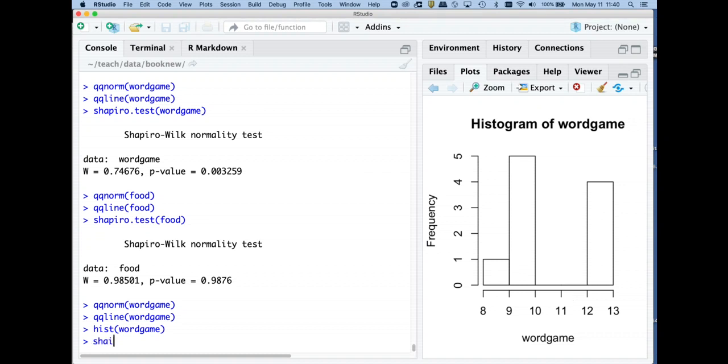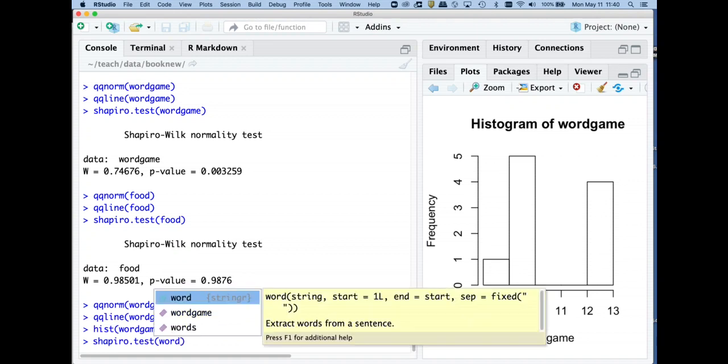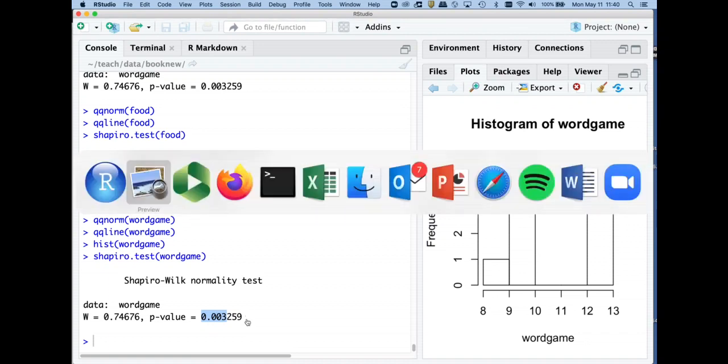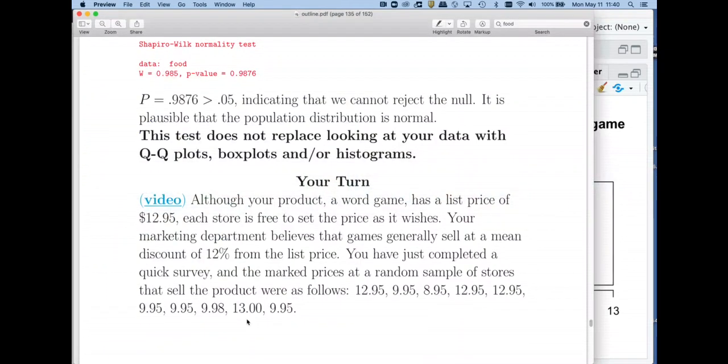Well, if I do a Shapiro test, we would expect to be able to reject the null hypothesis that this comes from a normal distribution. Notice the p-value in this case is absolutely tiny. It's 0.003. That's way less than the usual cutoff of, say, 5%. We would reject the null hypothesis and conclude that this data is unlikely to have come from a normal population. Therefore, the t-test would be very questionable.